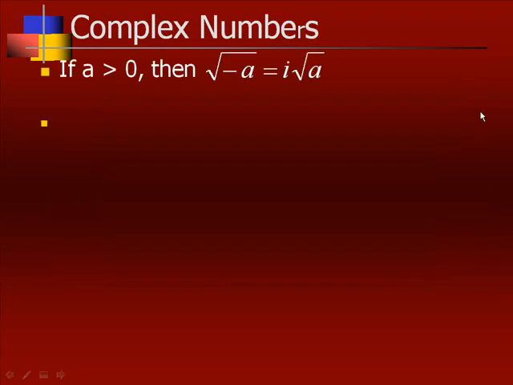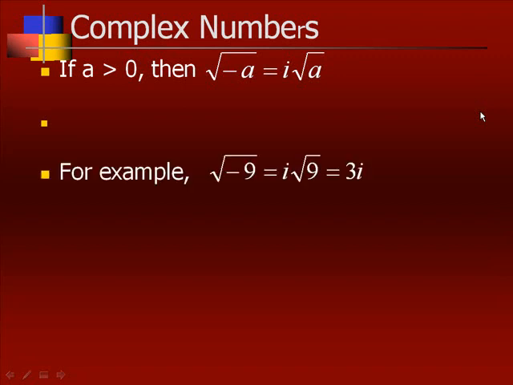So, if a is greater than 0, then the square root of negative a is going to be simplified as i times the square root of a. For example, the square root of negative 9 means i times the square root of 9, which is i times 3, or 3i.